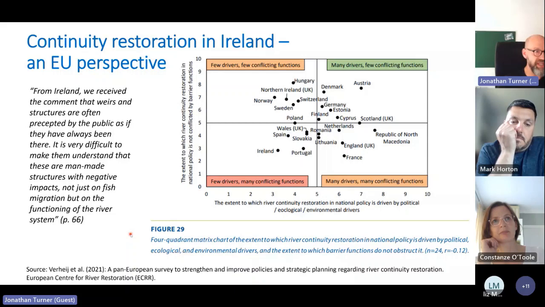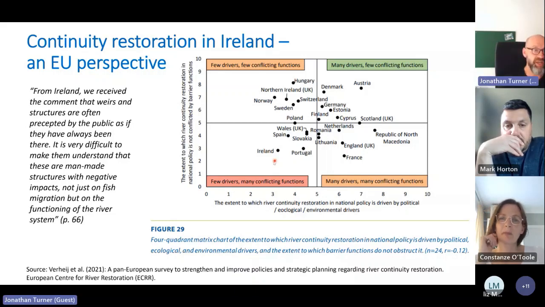And I thought it was quite interesting, towards the conclusions of this report, where Ireland sits in all of this. So they asked stakeholders in each of these countries what the drivers are for barrier removal and also what the conflicting functions of these barriers are. And when they put those into a matrix, we see Ireland actually sitting right here, probably one of the worst locations in terms of having relatively few drivers for removal, but also having the barriers that are being targeted for removal having many conflicting functions.